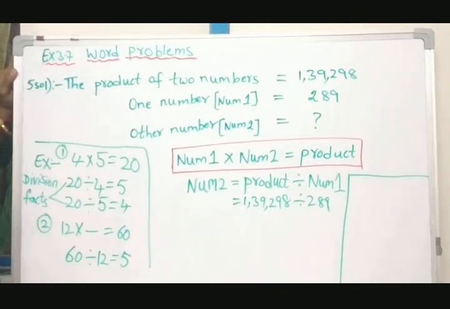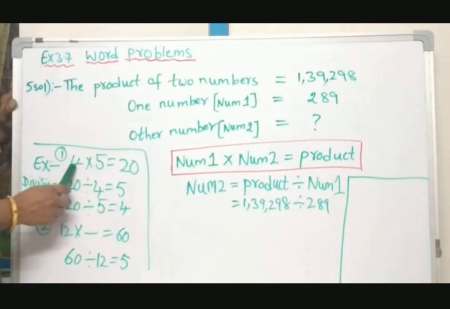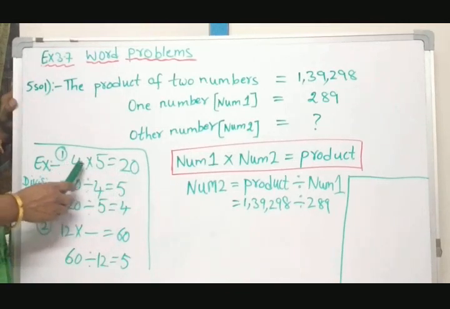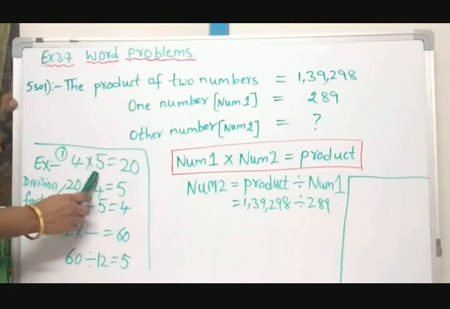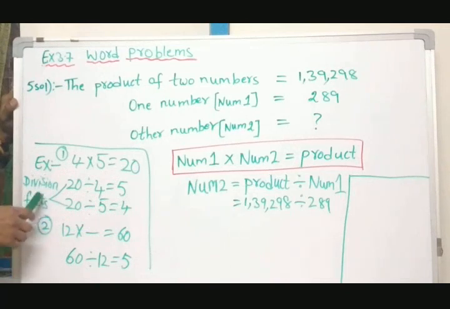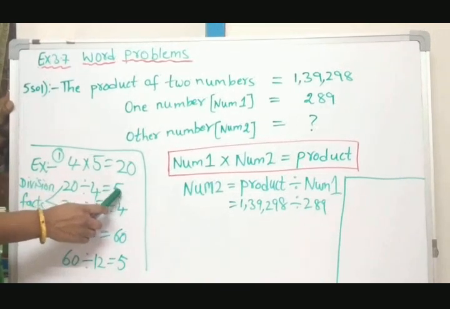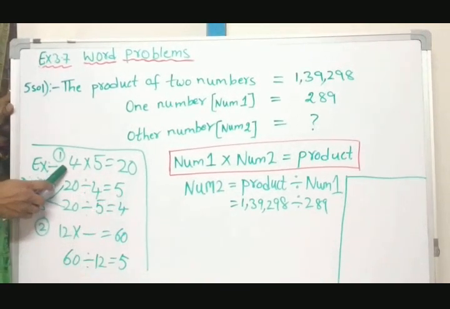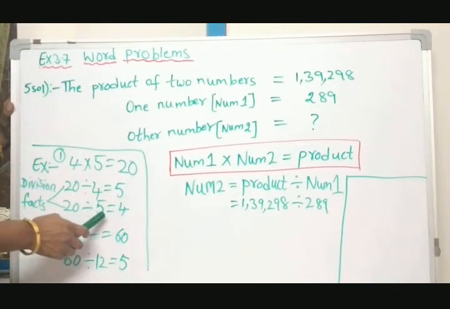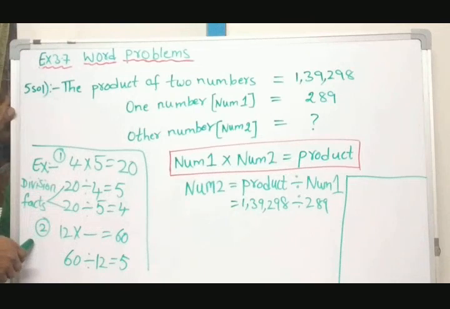So for you to understand, I'll give you a simpler example. 4 multiplied by 5 is equal to 20. 4 fives are 20. 4 is the first number, 5 is the second number. When we multiply these two, the product is 20. Now, let us write the division facts. The division facts are 20 divided by 4 is equal to 5. For every multiplication fact, we have two division facts. So the other division fact is 20 divided by 5 is equal to 4. This is how we write the division facts.